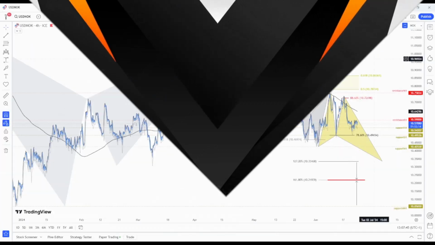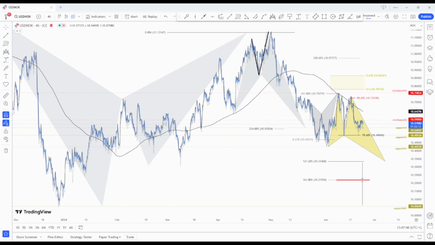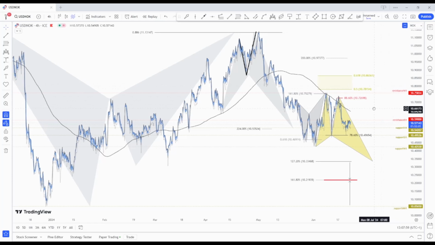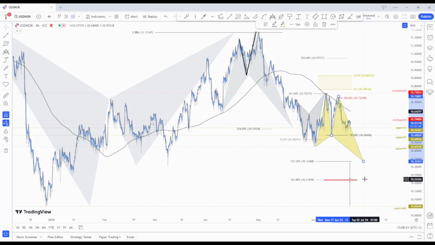Now let's go to the Norwegian krone, navigating within an intraday range with support at 10,495 and with resistance at 10,590. That's an intraday range. I'm particularly interested in a drop below the multiple support levels, the daily fractal support and the weekly fractal support, which could lead to the formation of a bullish butterfly pattern, which is projected at 10.33 initially. So this is my first level of attention for the Norwegian krone.